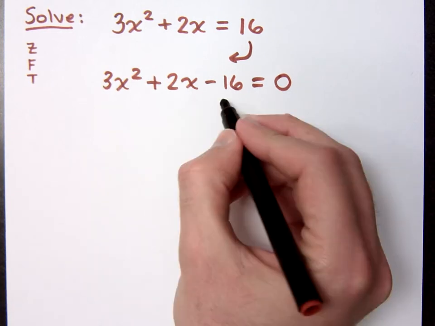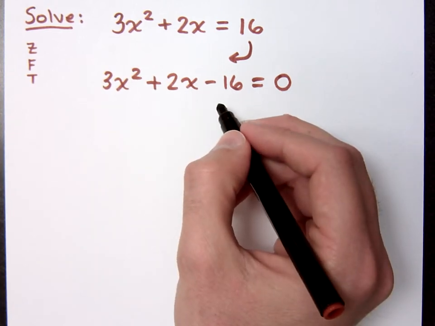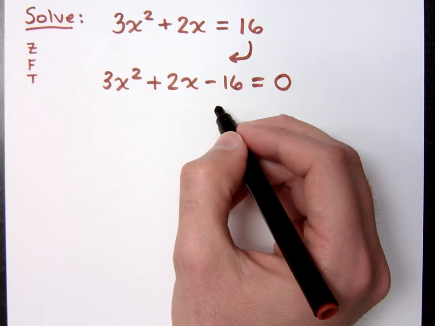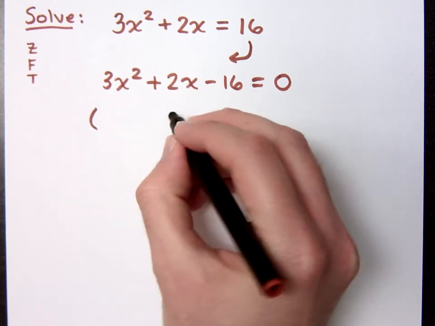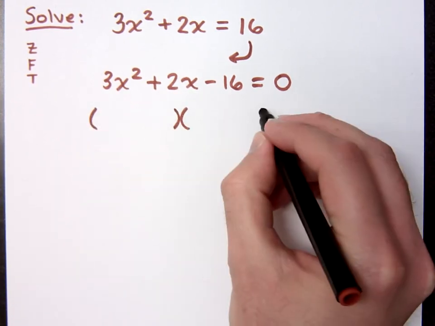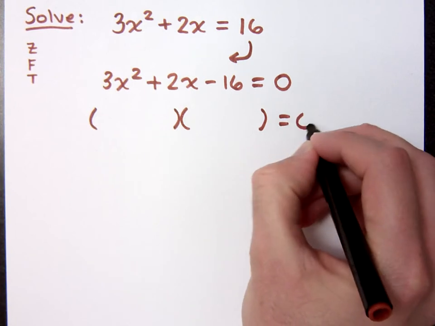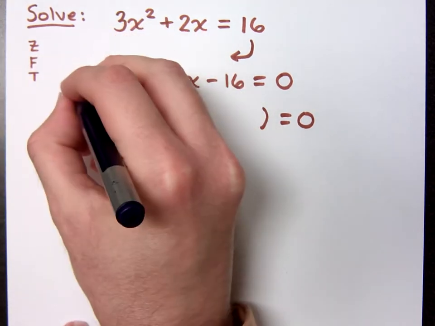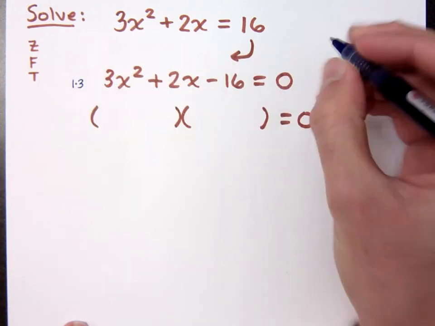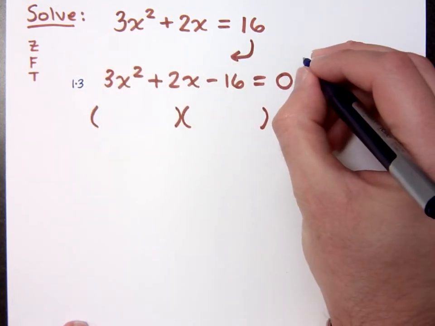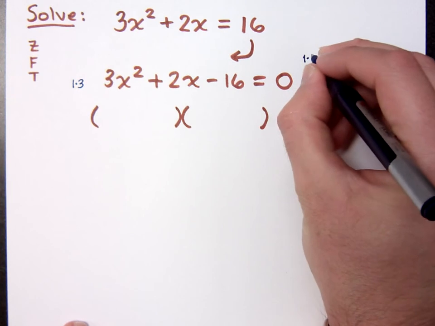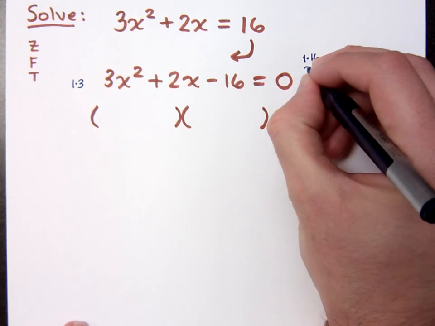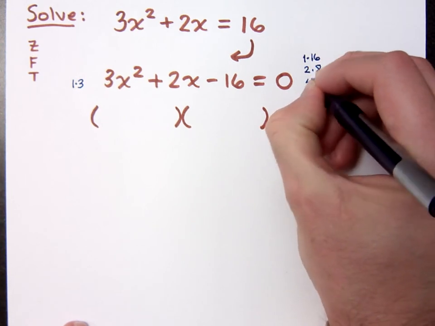Now, this is a trinomial. Is there a common factor to take out of everybody? No. So I expect it to factor into two sets of parentheses like this, my two binomial factors. Now, we were talking about this yesterday, writing out all of the factors that you have. So for the factors of 3, it would be 1 and 3. What about the factors of 16? 1 and 16, 2 and 8, and 4 and 4.